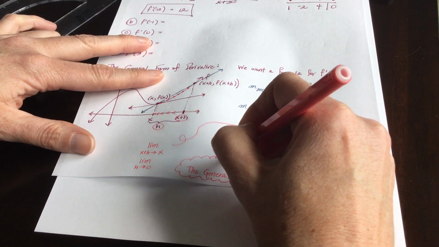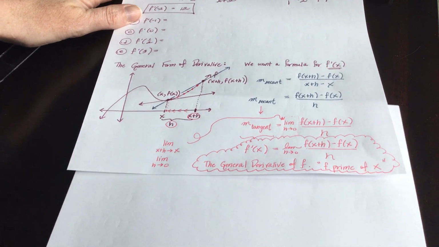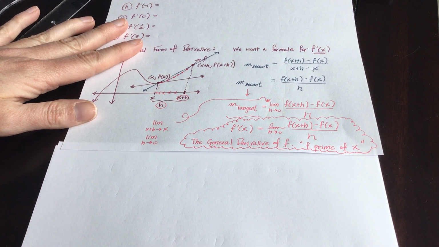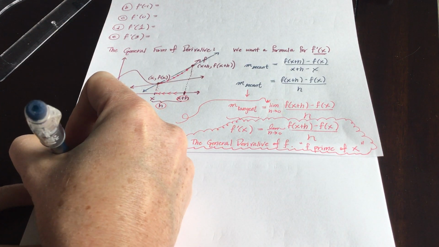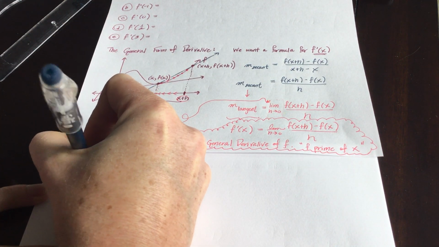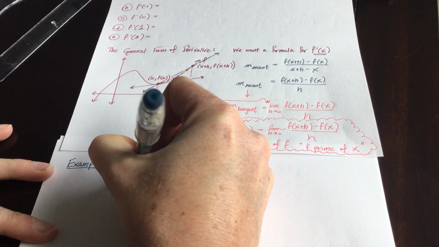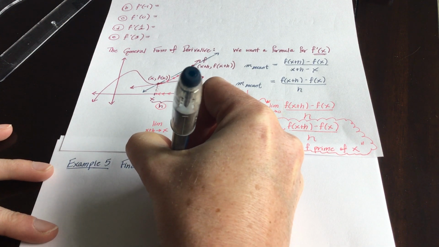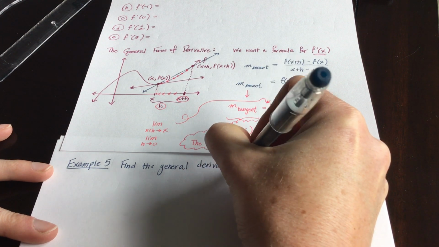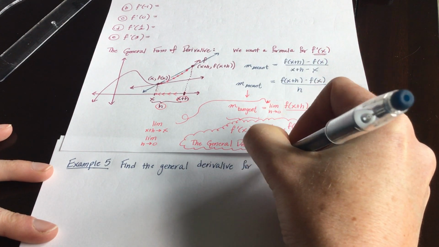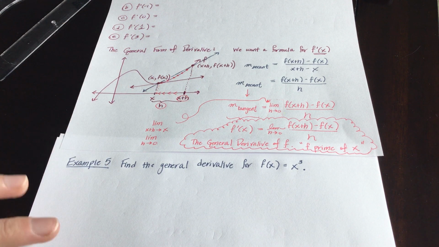Okay, and it's okay if you're a little confused as to what on earth we're going to do with this. Let's show you an example to help you see what we're doing with this. So, example 5. Let's have you find the general derivative for f of x equaling x cubed. And we're going to use this limit process that you see here.